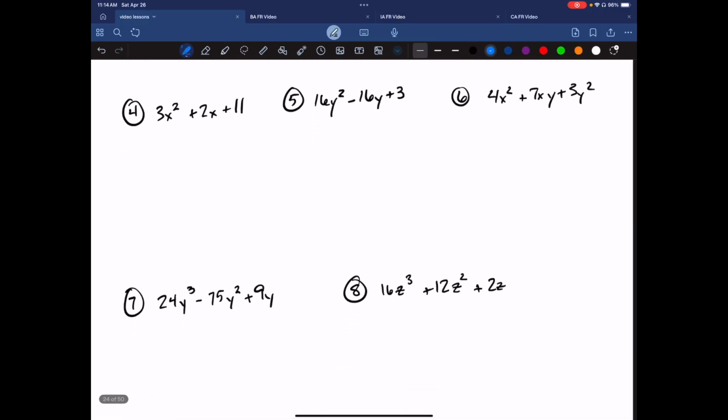Number 4, I'm going to take 3 and kick it to the back. So it's going to be x squared plus 2x plus 33.